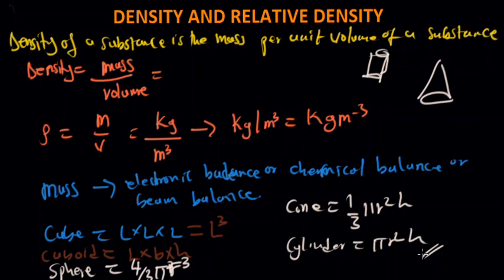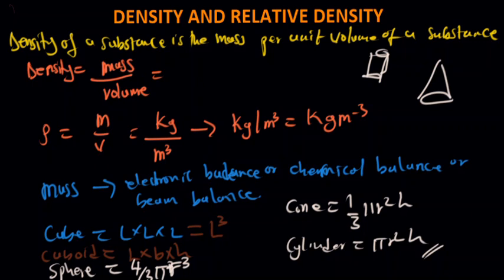So for a regular solid which has a fixed or proper shape, we can use definite formulas to find its volume. For a liquid, we use a measuring cylinder, measuring beaker, and the rest to find the volume. And for an irregular solid, we use what we call the Eureka can method. So let's look at that one quickly.